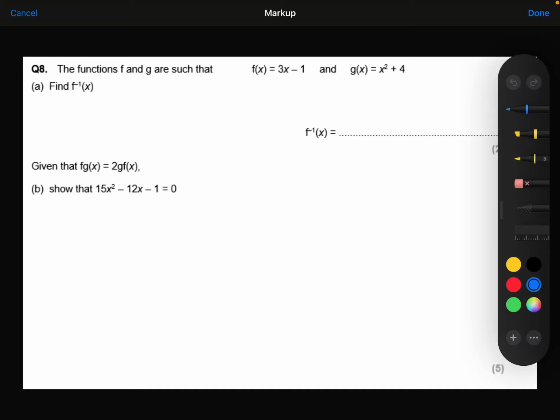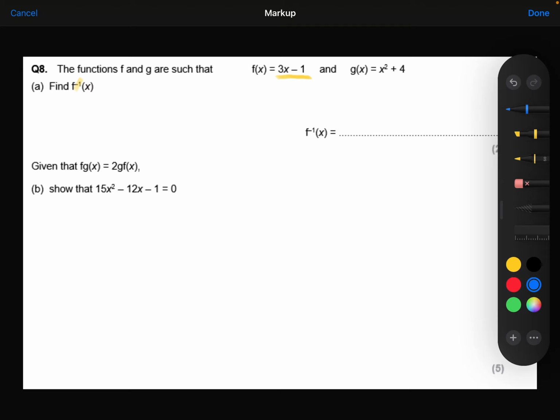The functions f and g are such that f of x is equal to 3x minus 1 and g of x is equal to x squared plus 4. Part A, find f inverse of x. That minus 1 there means the inverse function. So the inverse of 3x minus 1.